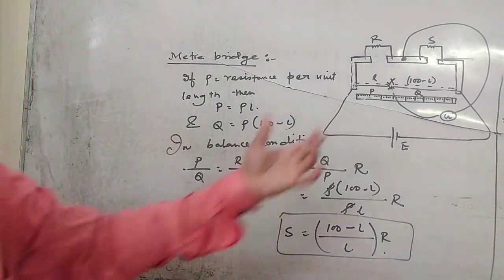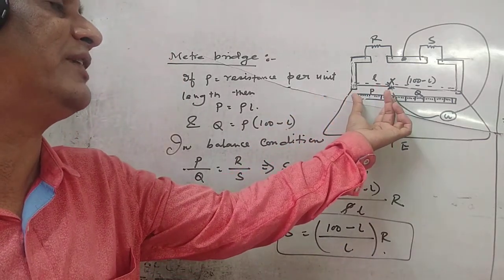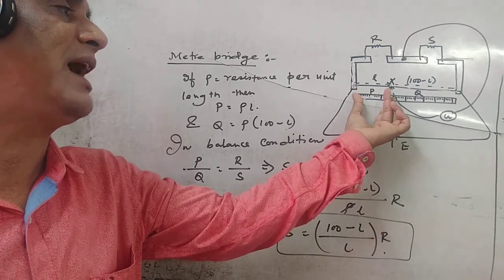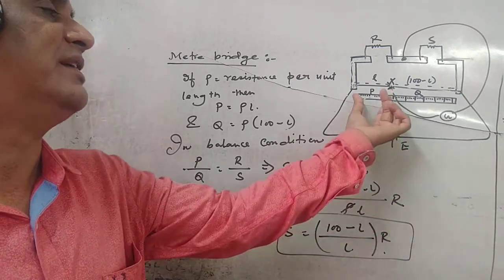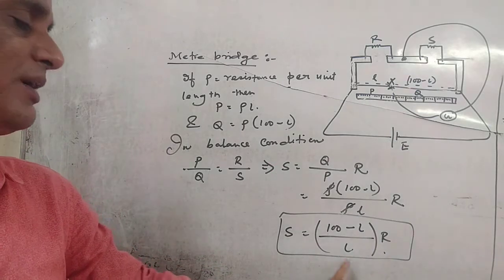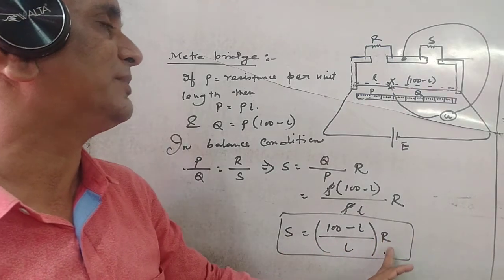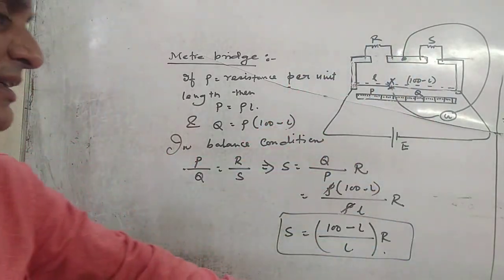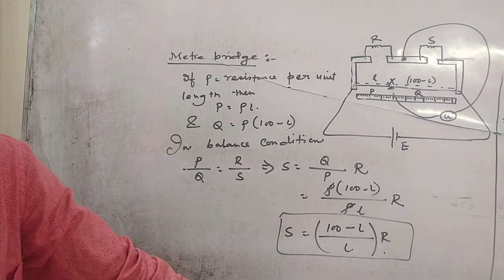By knowing the value of L, which we measure by using the scale, we can calculate the value of S because R is known. That is about your meter bridge.